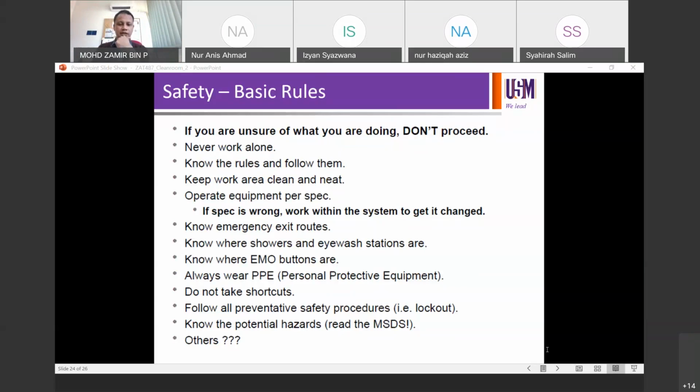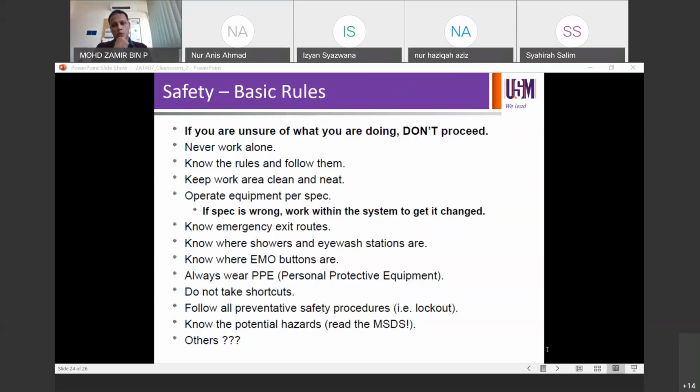Know the potential hazards. So read the MSDS. So what is MSDS? Did you do your SOPRA last time? When you did your FYP, you did SOPRA, right? If you did it in the lab. Still remember your SOPRA? Standard operating procedure and risk assessment. Okay. What is SDS? Before you do your SOPRA, safety data sheet.